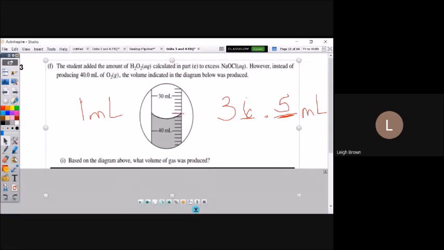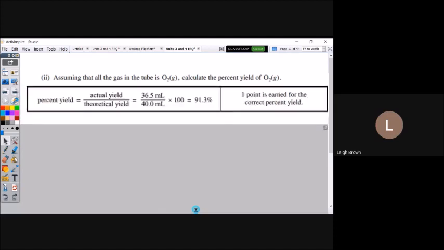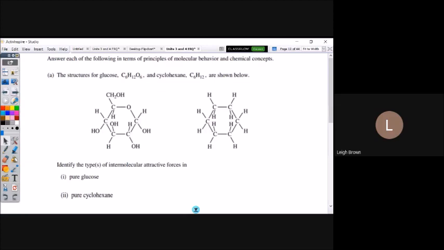Okay, so if we go to our percent yield, and again, this isn't on the formula sheet, but you can make your own formula sheet now because it's open note. Percent yield is actual over theoretical times 100. So it's a very simple calculation, 36.5 or whatever. Again, whatever volume you answered for the previous question would have been your answer. Okay, moving on to the next one.